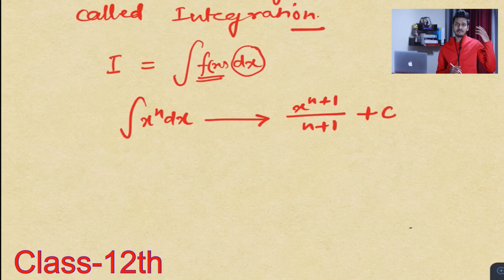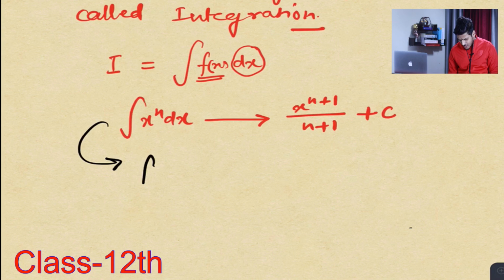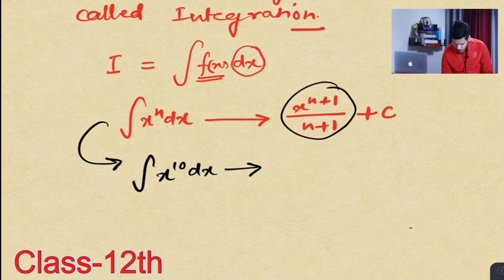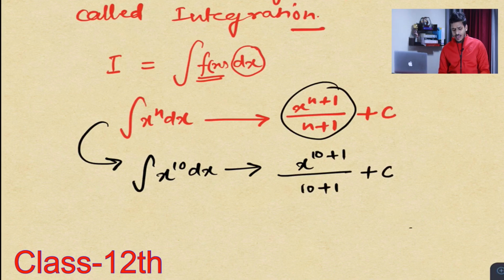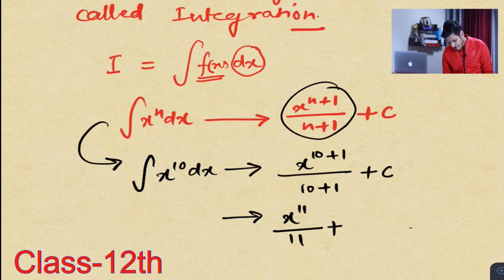Now we can see an example based on this formula. If we have to evaluate the integral of x to power 10 dx, by this formula we can write x to power 10 plus 1 upon 10 plus 1, plus c. Here x is a variable and n is a constant term, and can be any real number. So our final result will be x to power 11 upon 11 plus c.